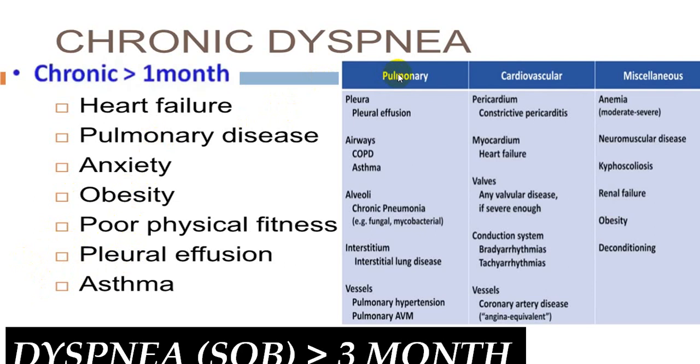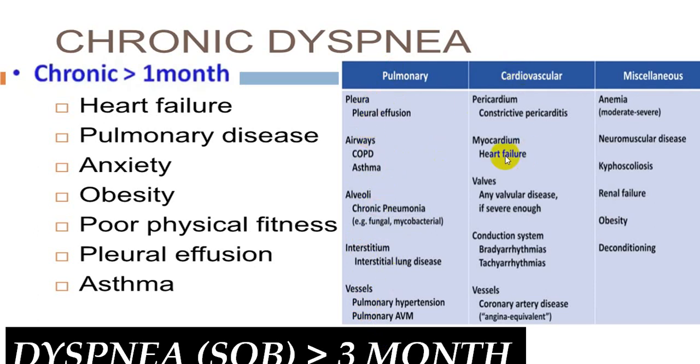So if you take the respiratory group: pleural effusion, COPD, bronchial asthma, fungal pneumonia, mycobacterial, that is tuberculosis, interstitial lung disease, pulmonary hypertension, AV malformation. Out of this, COPD and bronchial asthma come topmost on the list. Interstitial lung disease will be another condition, and pulmonary hypertension. These are the common groups which you will come across.